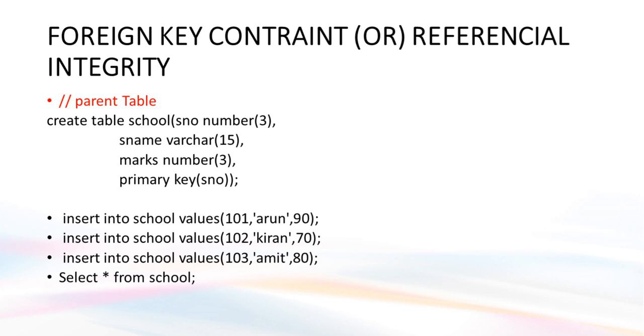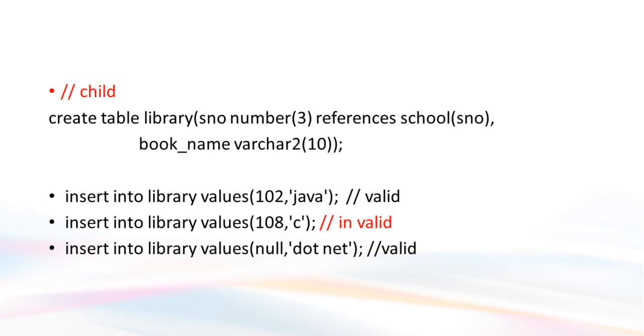These two are linked together. This is the school table, this is the library table. School and library are interrelated based upon the S number. This is a parent table, this is a child table. So the child table is always referring to the parent table. So let me give you one introduction. This is an important concept. I'll finish in another 5 minutes, just please hold on.